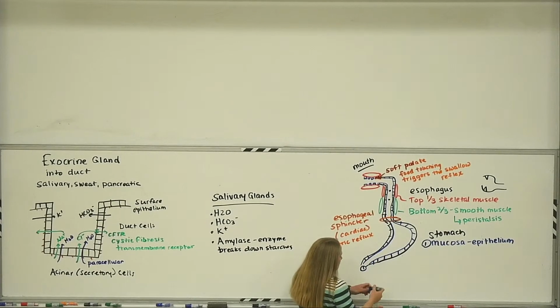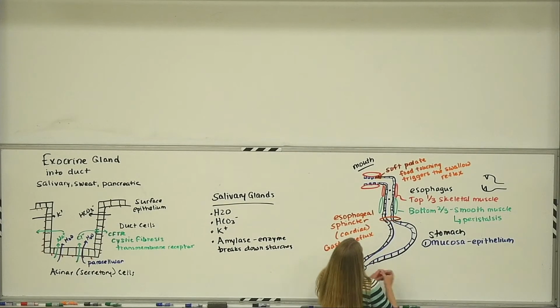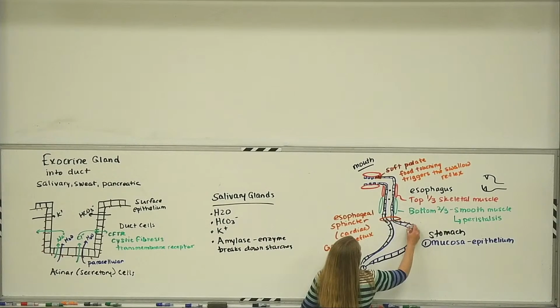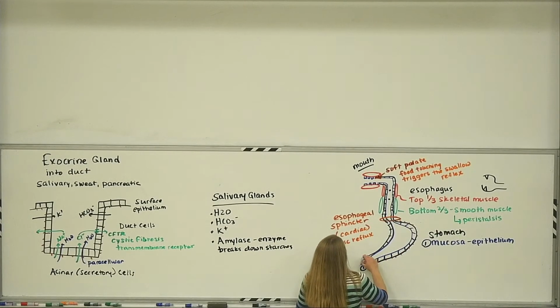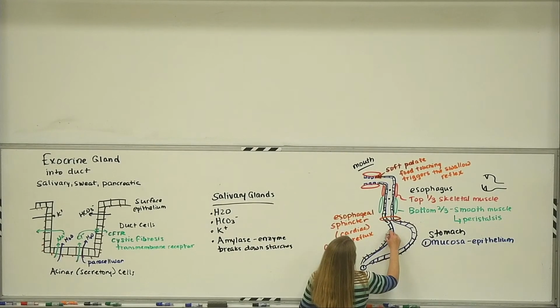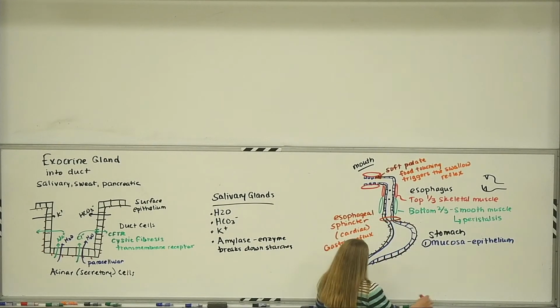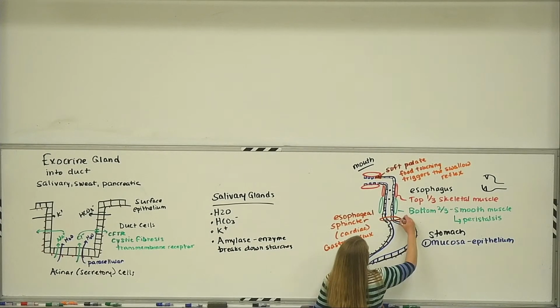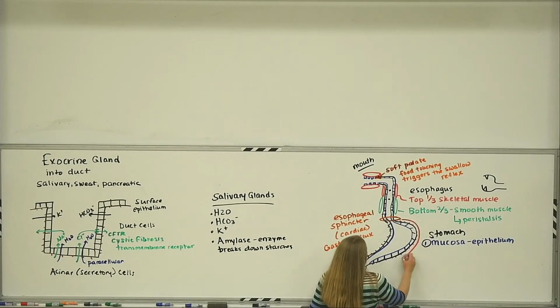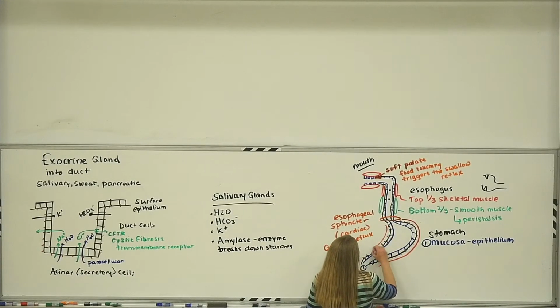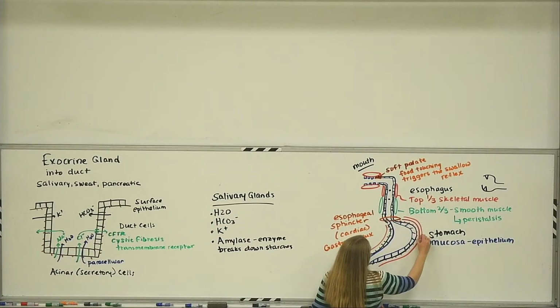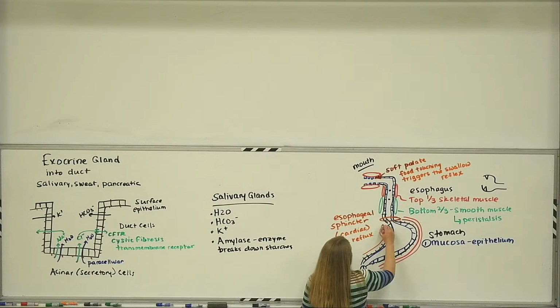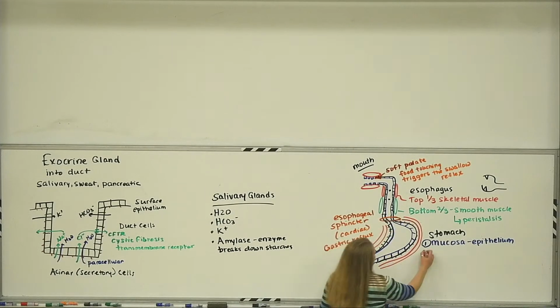In addition, just below this, and of course this is basal lamina, just below the mucosa, we have the submucosa. I'm going to do it in red. Why not? And the submucosa is connective tissue.